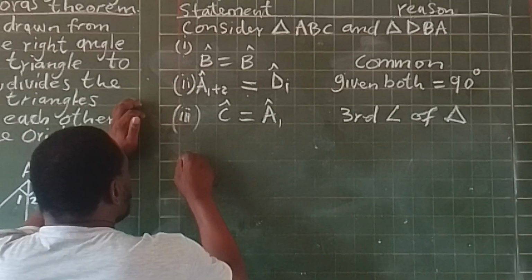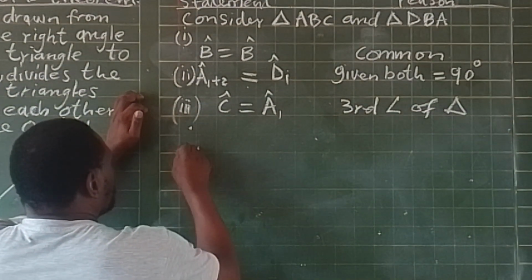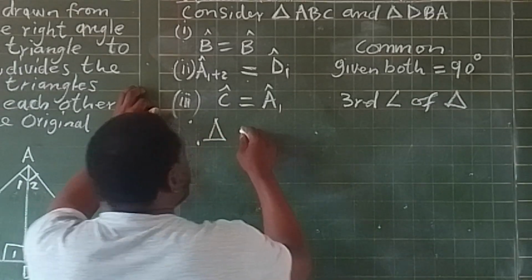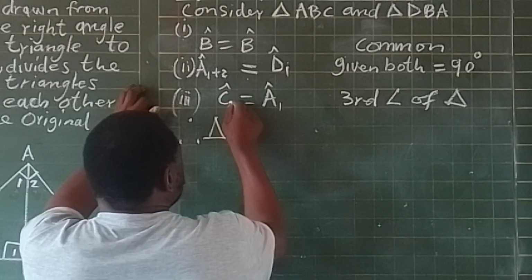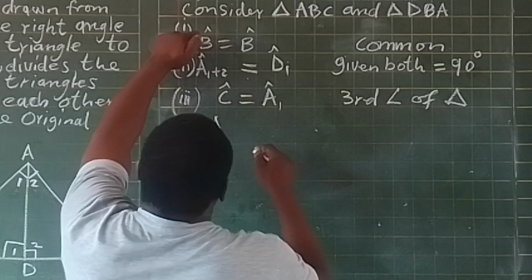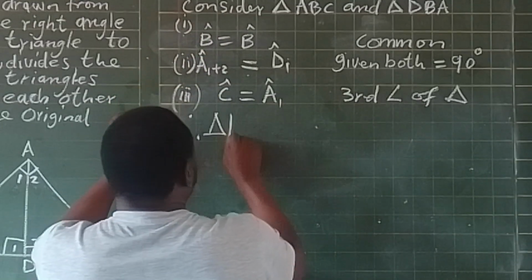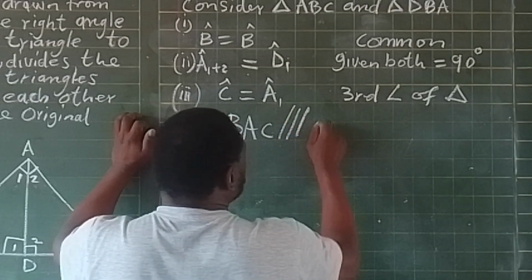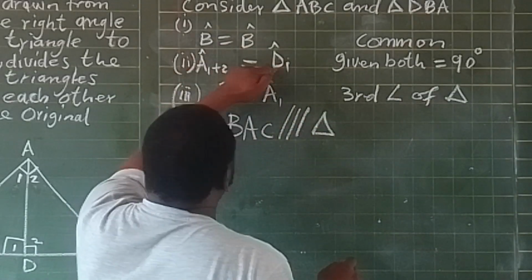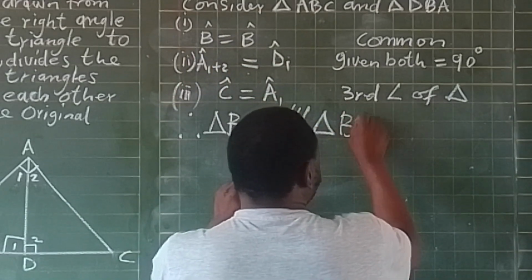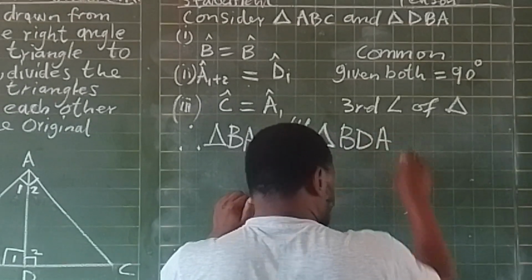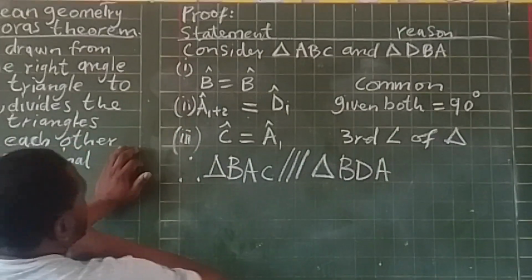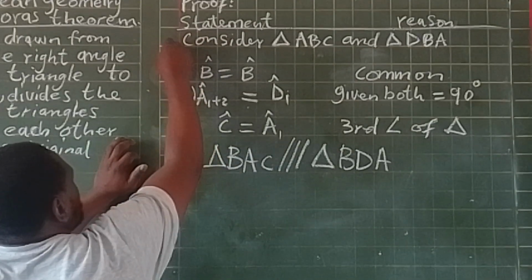Right. Therefore, triangle BAC is similar to triangle BDA. Right? This is our first case.